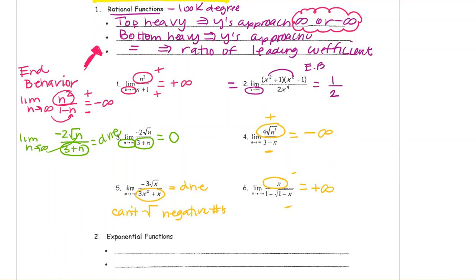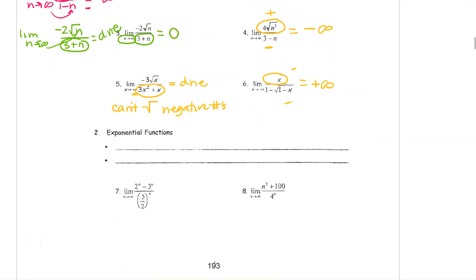And 5 is the tricky one, right? You can't square root, so since x is approaching negative infinity, I can't square root negative numbers, and so this one doesn't exist. Okay, if we switch now to exponential functions, the rules are still basically the same.